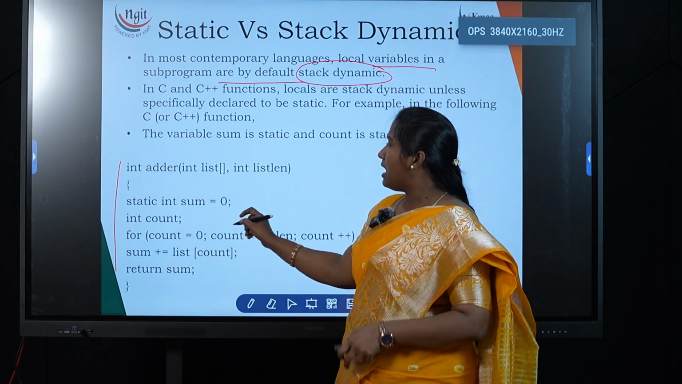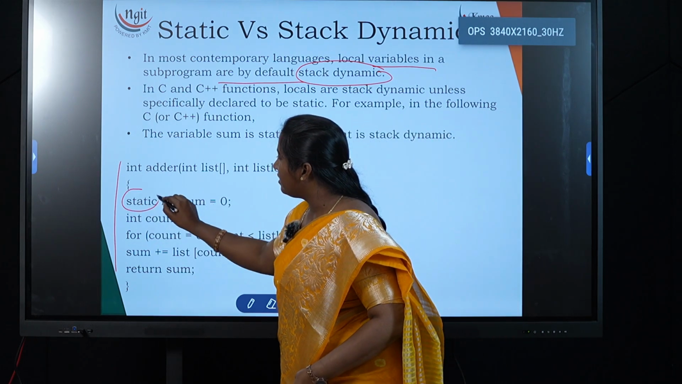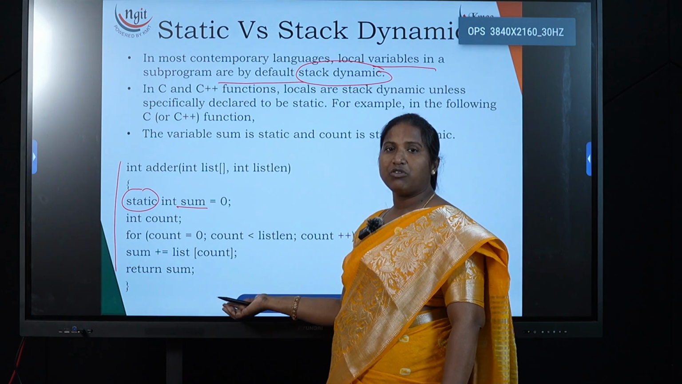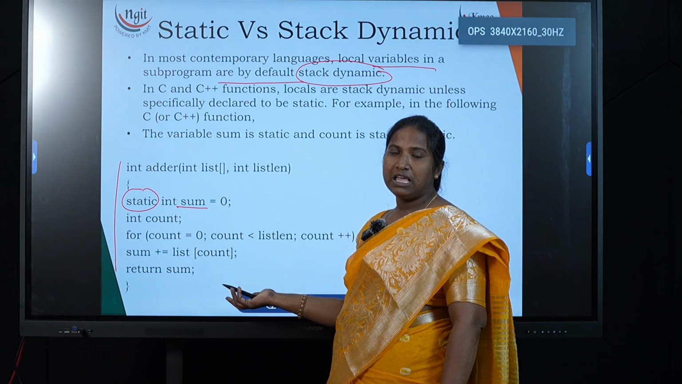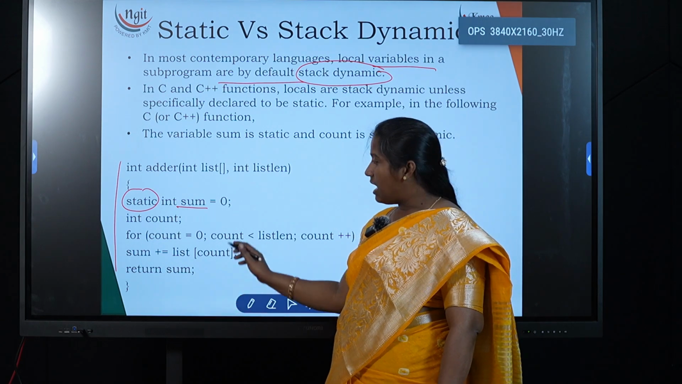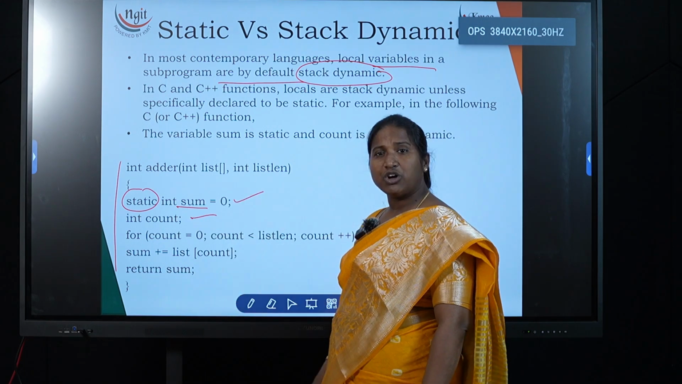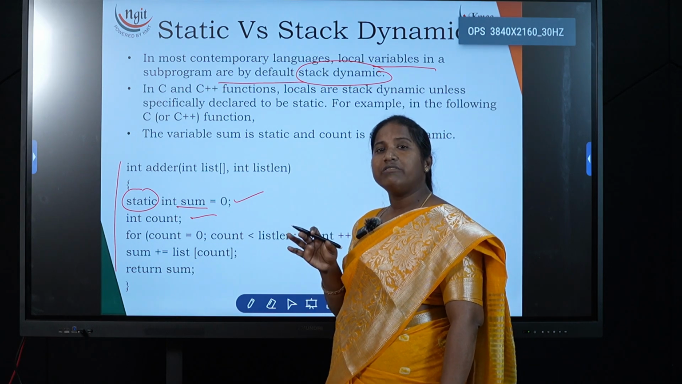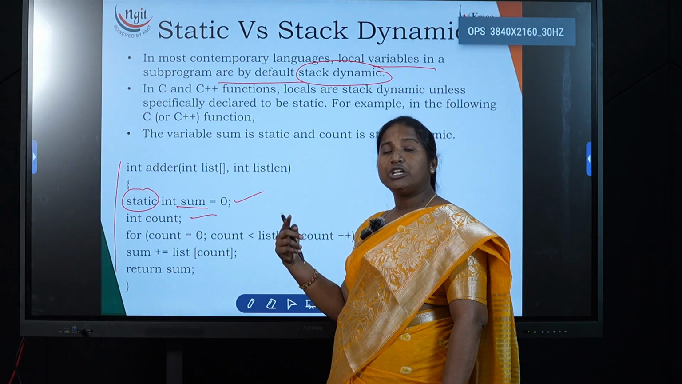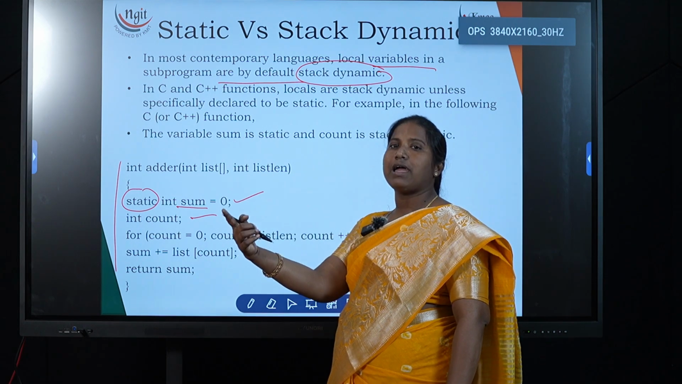Now let's see, I have given static for some variable. First of all, before you proceed with the code, you just identify what the locals are. A local variable is a variable which is defined inside of the subprogram, right? Now sum equal to 0 and count, both are local variables. Local variables are categorized into two categories as per the slide. Now what are those? Static and stack dynamic.